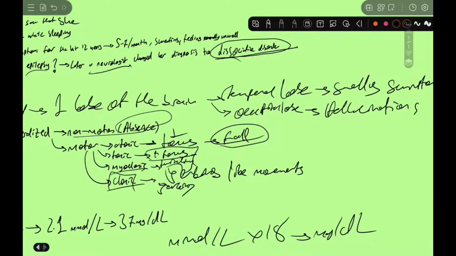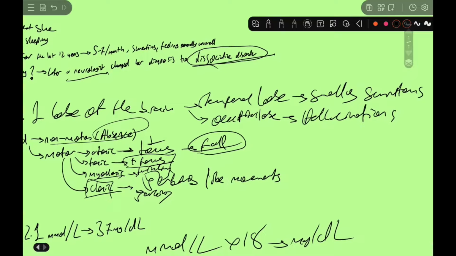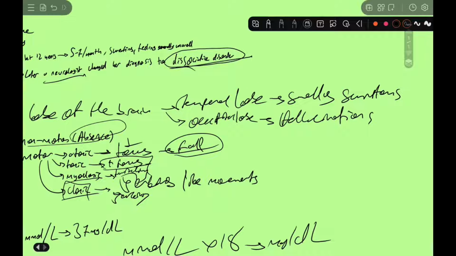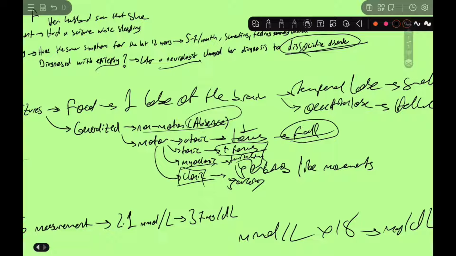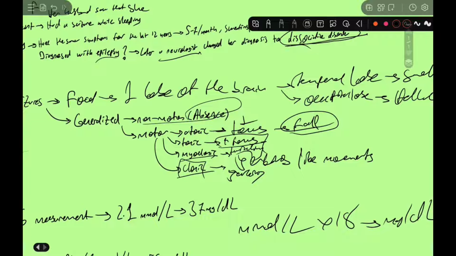For example, if it only affects the temporal lobe, the patient might have some odorous symptoms, for example, smelling bad or smelling good. Or if it happens in the occipital lobe, the patient might see some hallucinations. So that was focal. But if it affects all parts of the brain, we call it generalized, and we also divide it into two subcategories. First one is non-motor, which is also called absence. In absence seizures, patients stop what they do, then stare somewhere else for less than 1 minute. They do not usually remember it.